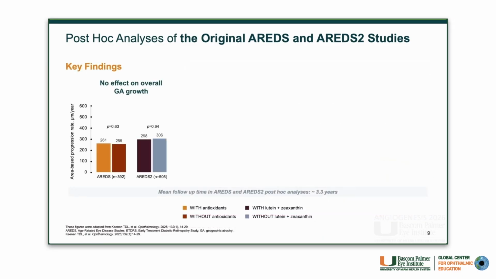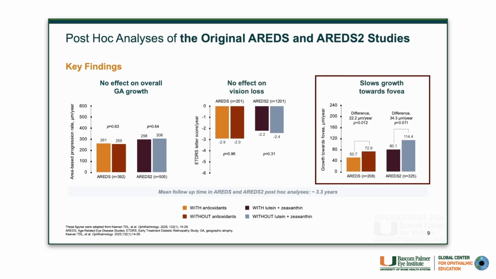They saw no treatment benefit of either AREDS or lutein and zeaxanthin on lesion area growth rate and no effect on vision loss. However, they did find benefit with AREDS in slowing lesion progression towards the foveal center, moving 35% slower than without antioxidants. And in the AREDS 2 analysis, the addition of lutein and zeaxanthin slowed lesion progression towards the fovea even better, moving 35% slower than AREDS alone. This treatment effect with lutein and zeaxanthin appeared additive to the original AREDS formulation.